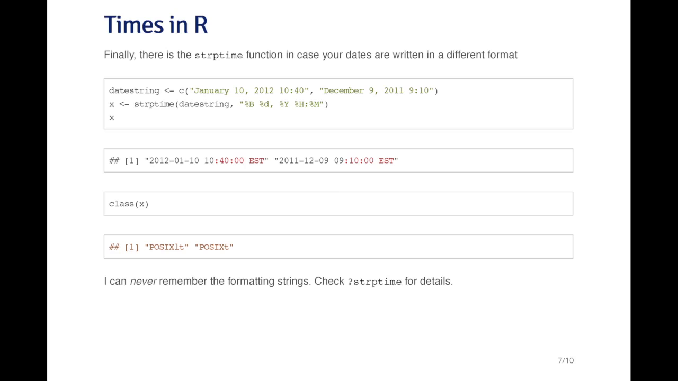You can see that after I call strptime and I print out x, I get these time objects that are printed out in the standard format. When I look at the class of this object, you'll see it's in a POSIXlt format, and that's the underlying list format here. Now, I personally can never remember what those formatting strings are, the %B, %d, %Y. I always have to look at the help page for strptime to remember what those details are.